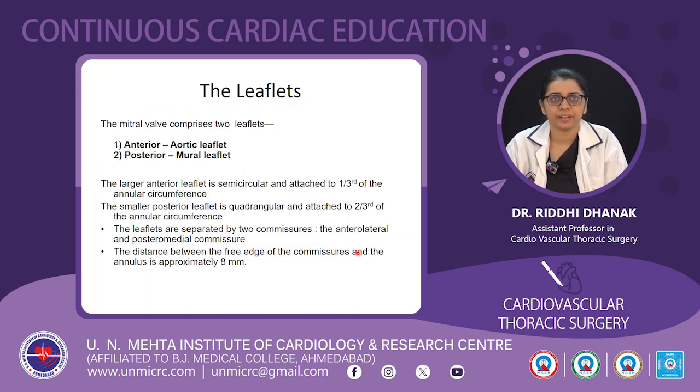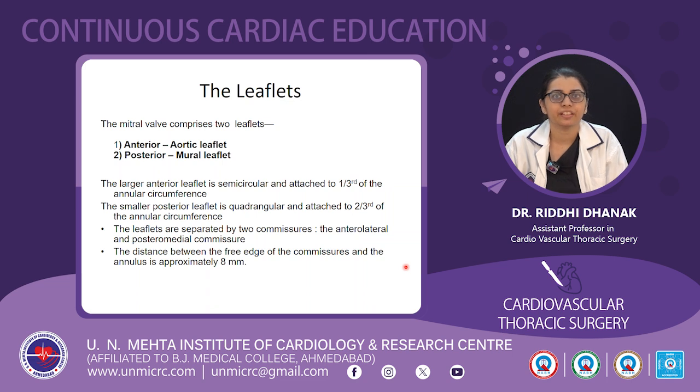Now, the mitral valve comprises two leaflets, the anterior leaflet or the aortic leaflet and the posterior leaflet or the mural leaflet. The larger anterior leaflet is semicircular and attached to 1/3 of the annular circumference. The smaller posterior leaflet is quadrangular and attached to 2/3 of the annular circumference. The leaflets are separated by two commissures, that is the anterolateral commissure and posteromedial commissure.